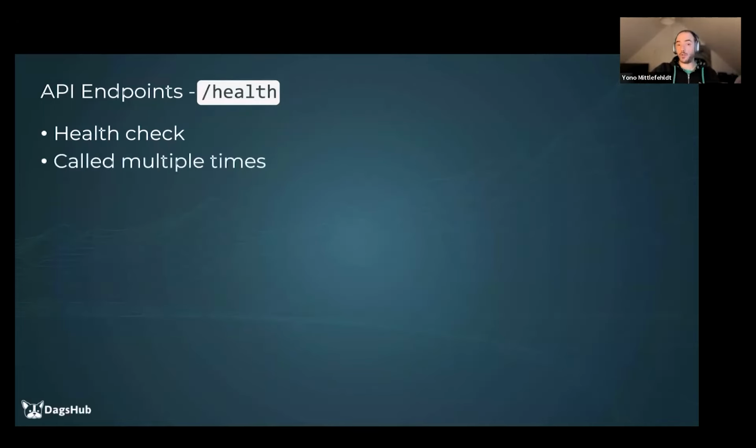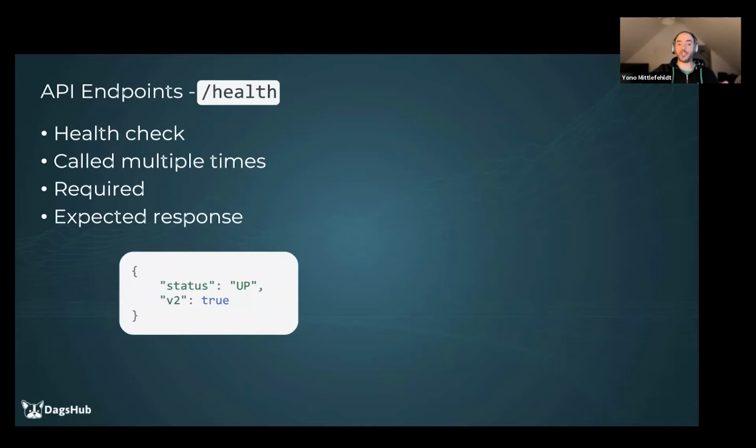This is called multiple times. Several times when you're connecting your machine learning backend to Label Studio, and at least once before every time you send tasks to be predicted. It is required. If Label Studio does not get an expected response from the health endpoint, it will not connect to it and will refuse to use it. The expected response is a JSON response with the status set to up. And this v2 is the version 2 of the Label Studio endpoints. I couldn't find any documentation on version 1, so just set it to true.